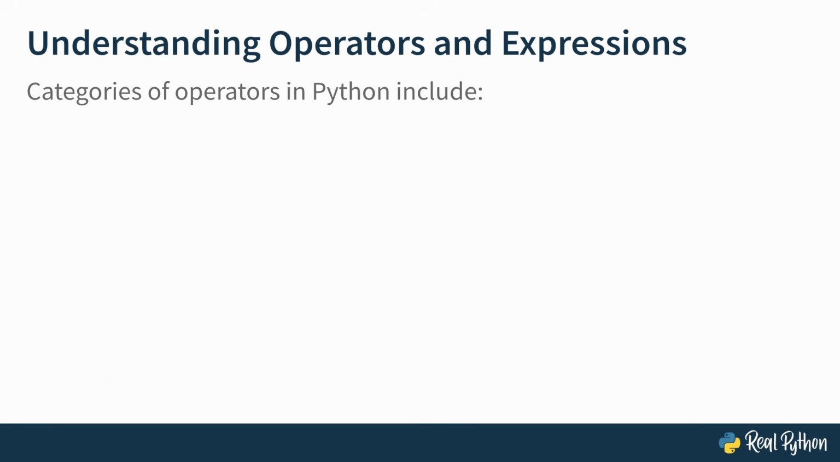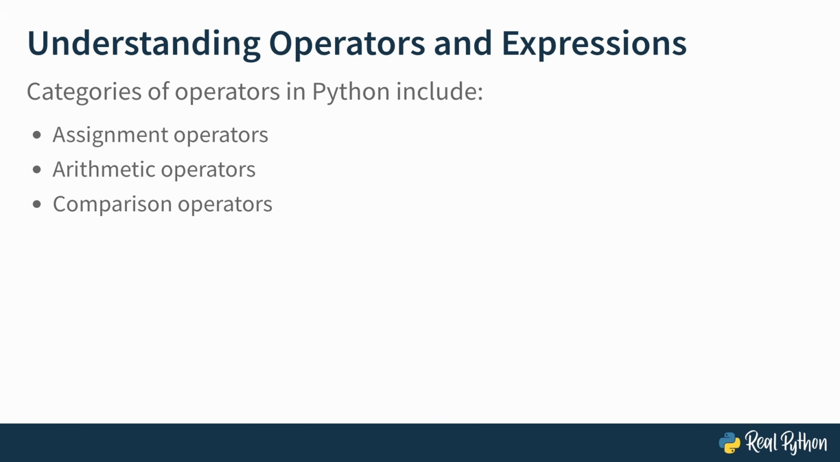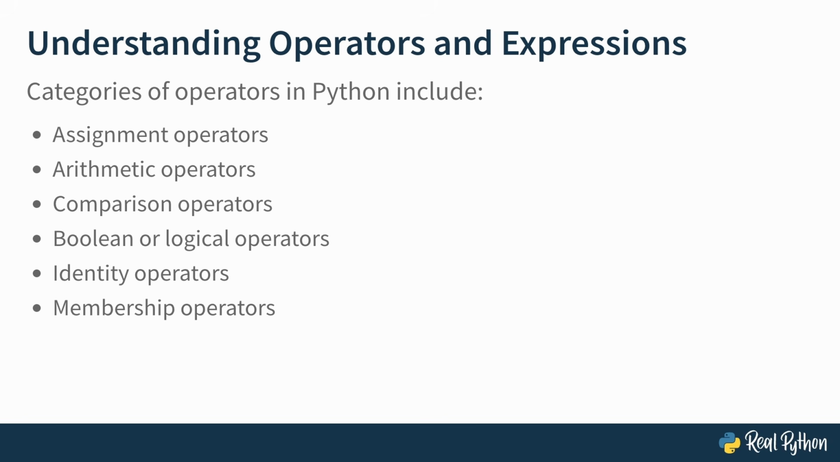The categories of operators found in Python include the assignment operators, which assign values to variables, the arithmetic operators for performing mathematical calculations, the comparison operators that you'll use to evaluate relationships between different values, Boolean or logical operators that you can use to build logical expressions, the identity operators that determine if two operands refer to the same object, and membership operators, which check for the presence of a value in a container.